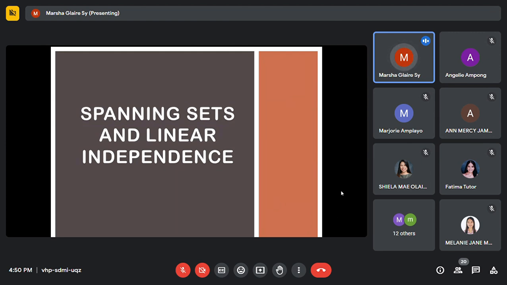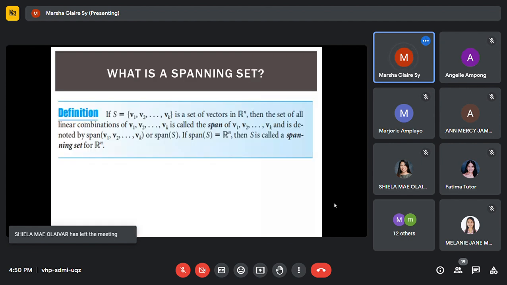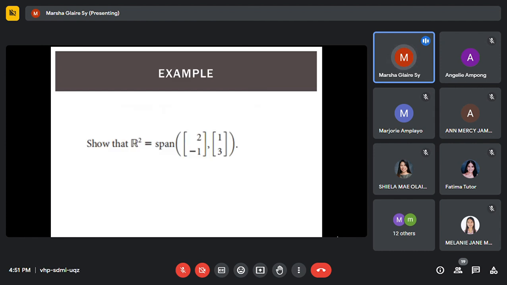Okay, good afternoon, everyone. So I am going to report about the spanning sets and linear independence. So we have here the definition of the spanning set. If S equals {v1, v2, ..., vk} is a set of vectors in Rn, then the set of all linear combinations of v1, v2, ..., vk is called the span of v1, v2, ..., vk, and is denoted by span(v1, v2, ..., vk), or span(S). If span(S) equals Rn, then S is called a spanning set of Rn. So we have here an example.